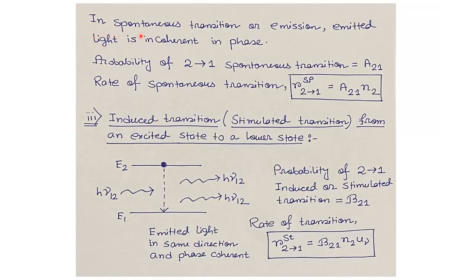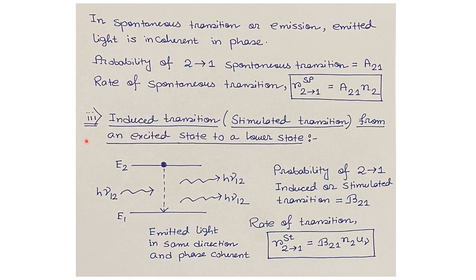Now, in a spontaneous transition or emission process, the emitted light is incoherent in phase. The probability of the spontaneous transition from energy level 2 to 1 is given by A21. The rate of spontaneous transition is given by R from 2 to 1, with superscript SP, equals A21 times N2. Here N2 is the number of atoms at the energy level E2 per unit volume. The SP superscript corresponds to the spontaneous transition.